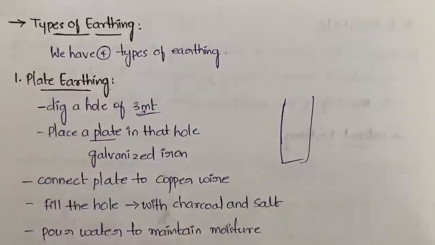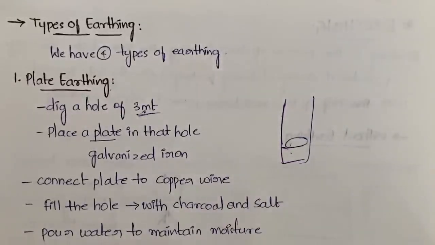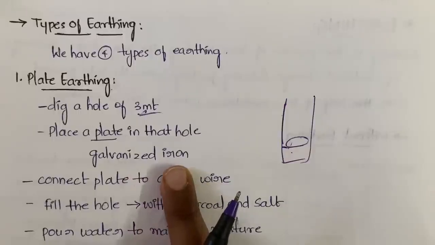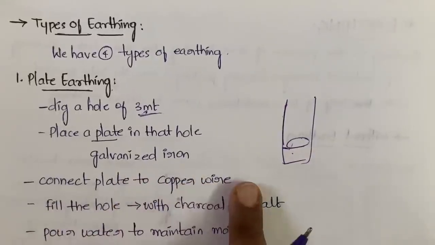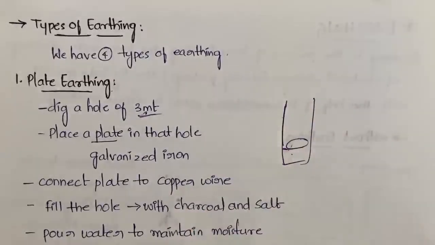Next, you should place a plate. You have to keep a plate inside that hole. That plate should be made up of galvanized iron, and this plate has to be connected to the copper wire.